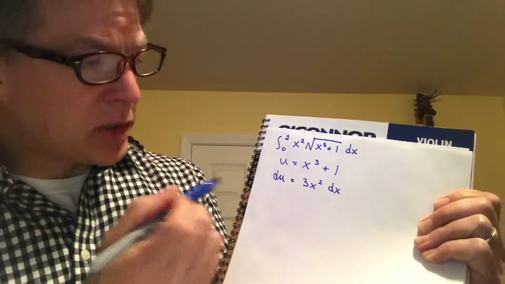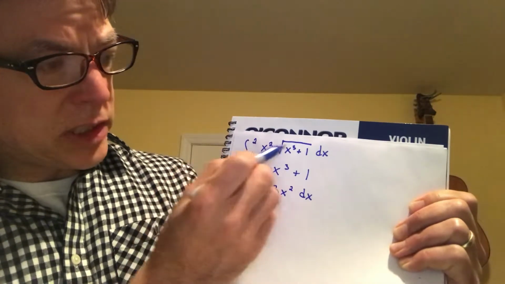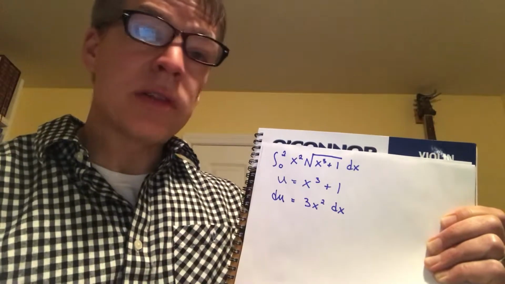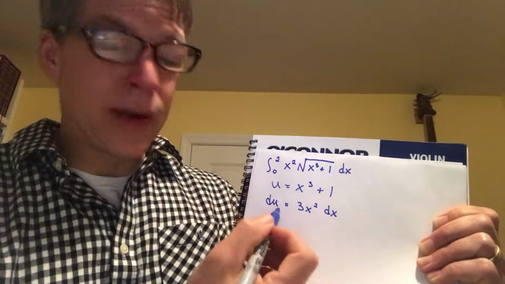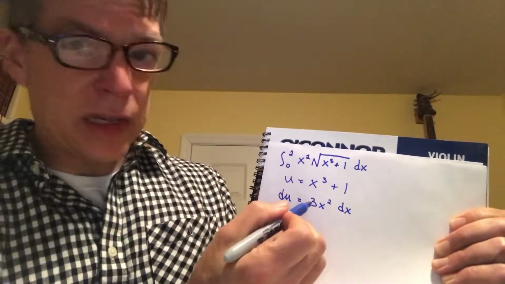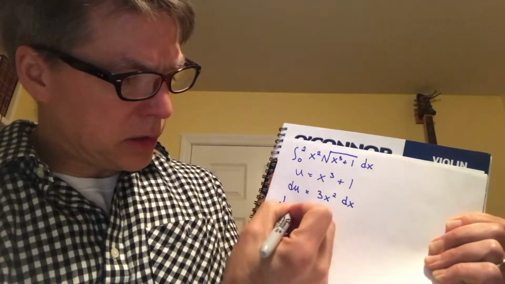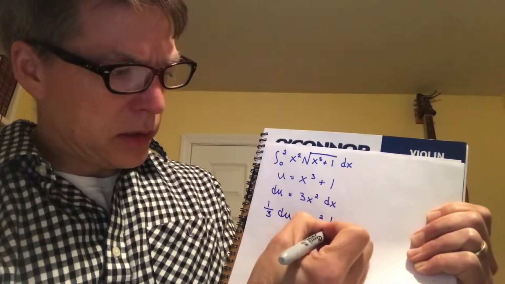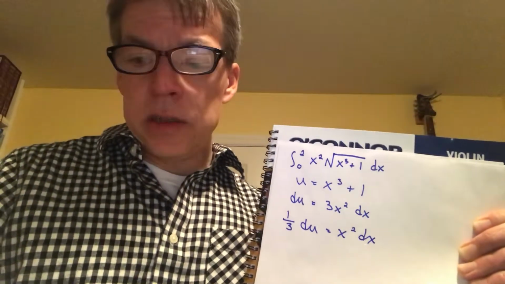Now, I'm just looking ahead to what I'm going to be doing next, and I'm noticing, do you see that 3? Do you see it anywhere up here? Say no, it's not there. So we learned in the last video, that's okay. You can manipulate this equation, multiplying both sides by 1/3, and that will get rid of that 3 that we don't want. So that means we have 1/3 du equals x squared dx, okay? So good. That means we're ready to rock and roll here.